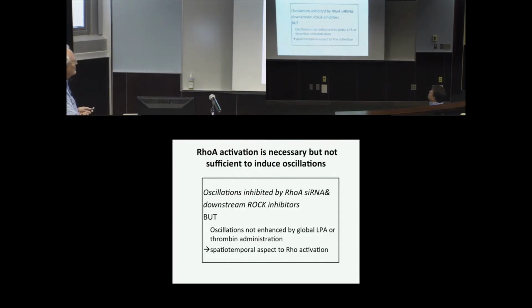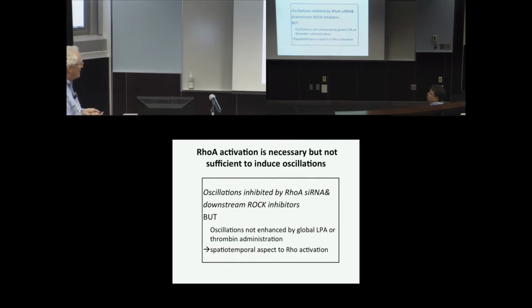Rho-A activation is necessary but not sufficient to induce oscillations. We know that oscillations are inhibited by Rho-A siRNA, as Ann explained yesterday. And downstream, there's an effector called Rho kinase, and if we inhibit that, we stop the oscillations immediately. But the oscillations are not enhanced by global lysophosphatidic acid or thrombin. That's important because those are generalized activators of Rho-A.